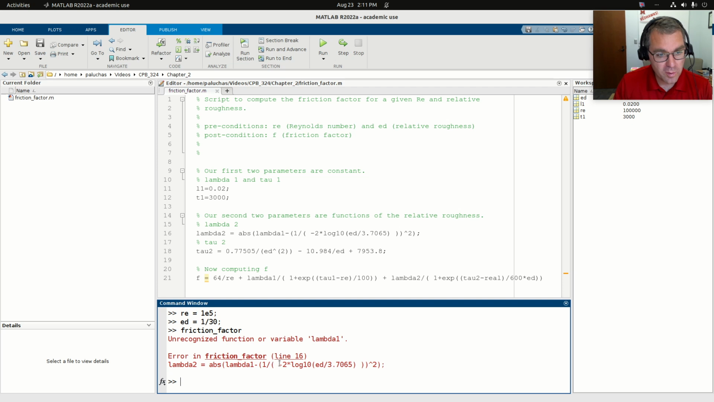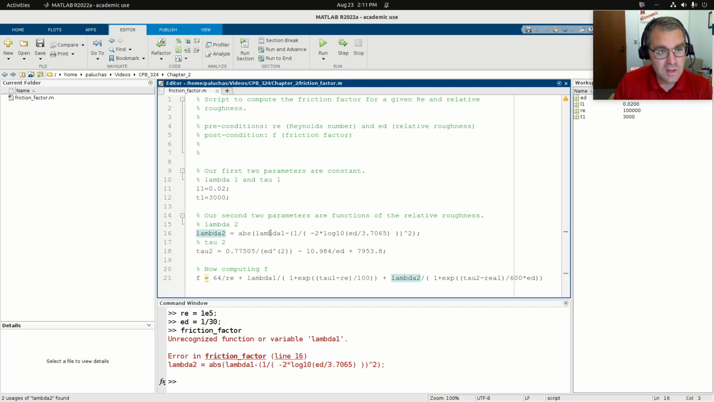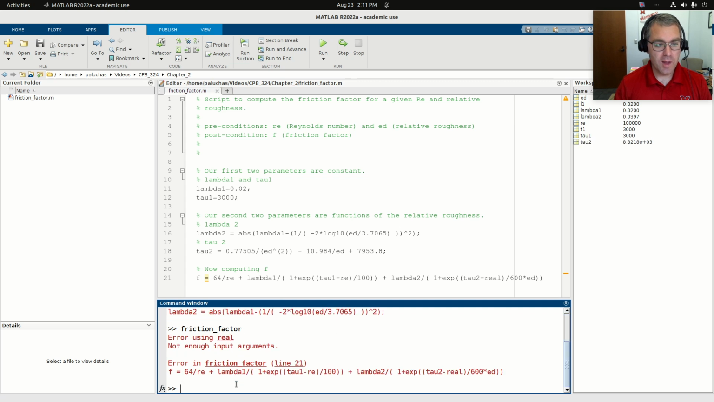Unrecognized function or variable lambda 1, and the error first appears in line 16. The issue is here I called that L1 and T1. If I want to be consistent, I'm going to call it lambda 1 and then tau 1. I'll save it, and I'll try again.